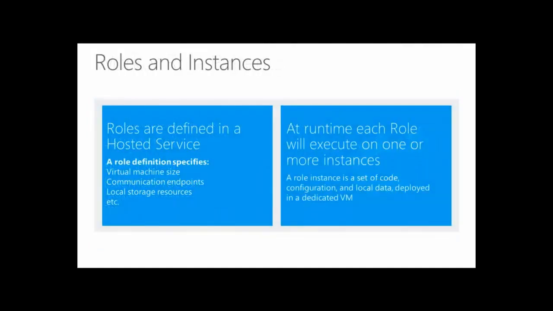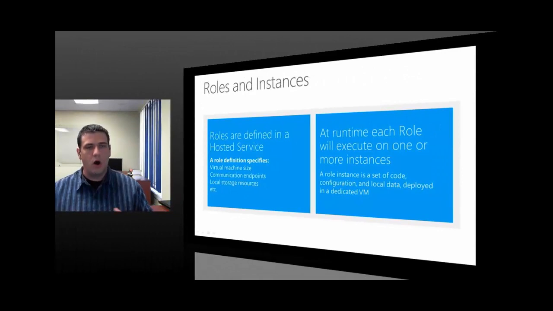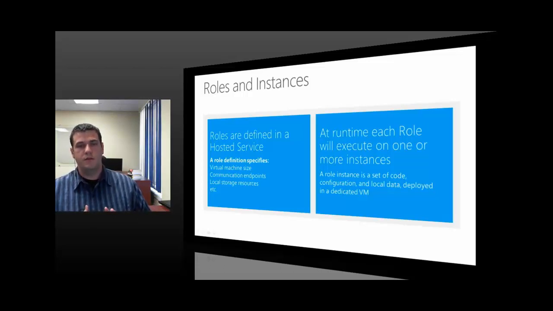Now, I've been using some kind of fuzzy terms here like roles. How does this relate to the actual hardware of Windows Azure, and how does it actually go onto VMs? Essentially, with roles, you can define your service size, and you can say that this role will require a small instance or an extra small instance or a medium size instance on Windows Azure. And all of that is defined in what's called a hosted service file, and I'll go into the different files in the future.